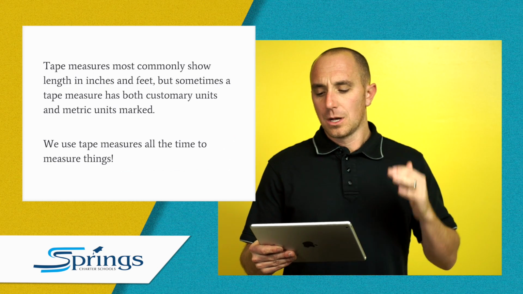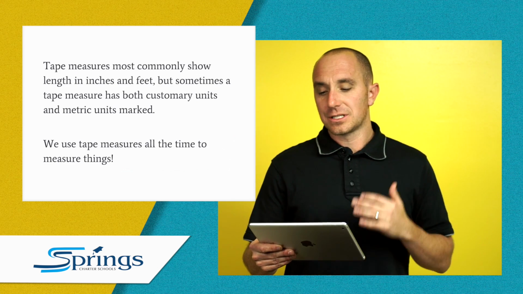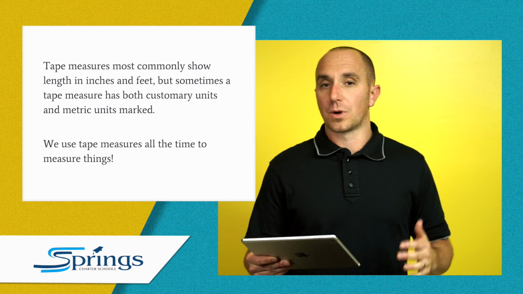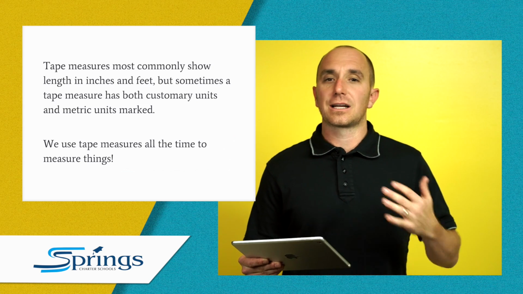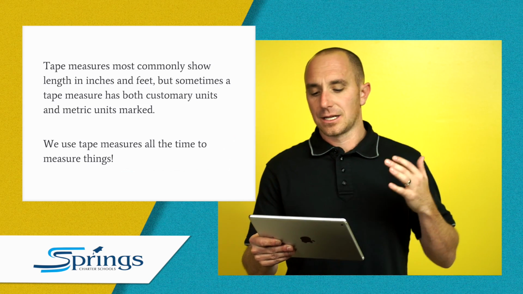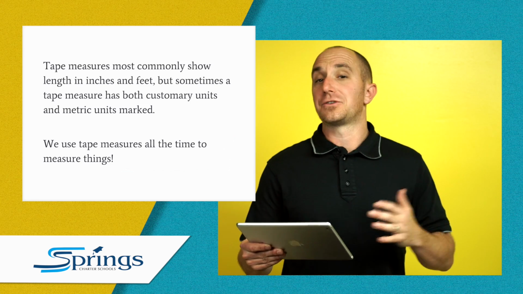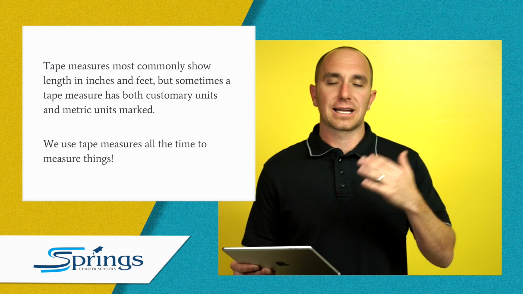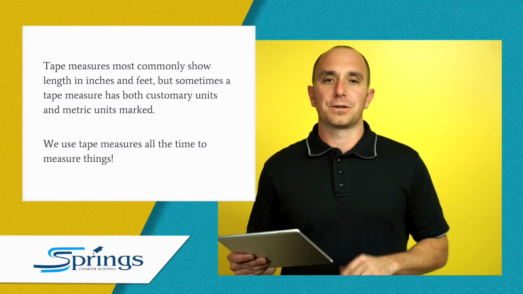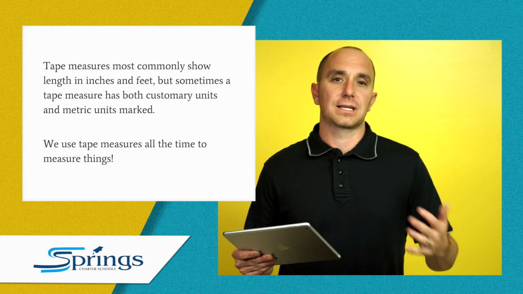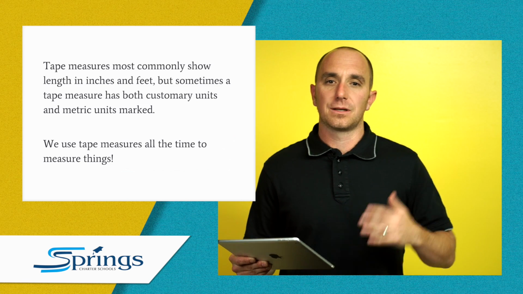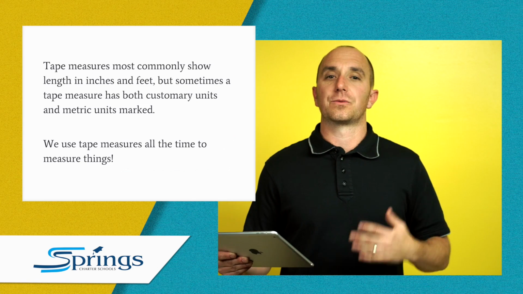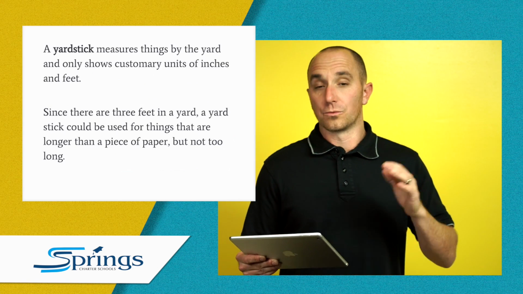Okay, so tape measures most commonly show length in inches and feet, but sometimes a tape measure has both customary units and metric units marked. I know the tape measure that I commonly use at my house just has inches and feet, not the metric units, but some will have them. So we use tape measures all the time to measure things. Like I said, if you've ever had new carpet at your house, or if you've ever gone to Home Depot, sometimes the guy there will pull out the tape measure to help measure something. It's a very common thing to measure with when you're talking about something that's larger than what you would use a ruler for.